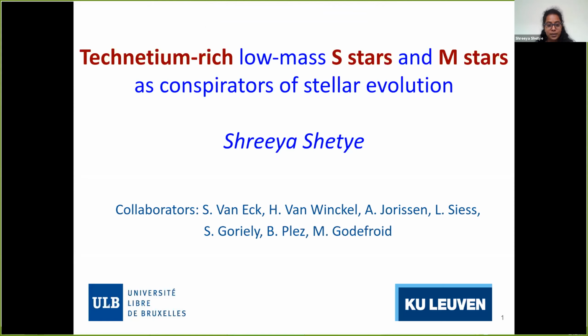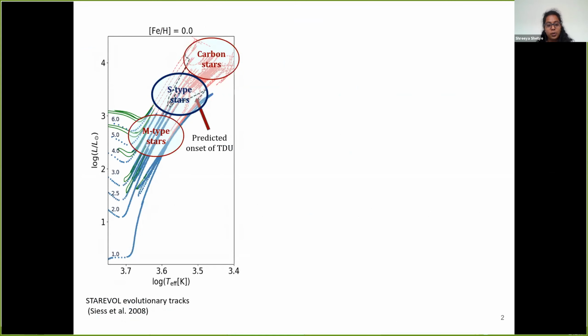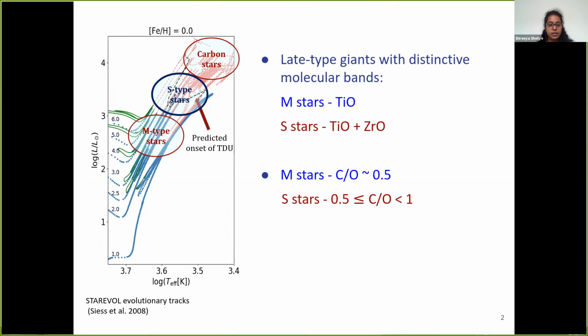So hello everyone, I am Shreeya Shetye and I would really like to thank the organizers for giving me this opportunity to talk about technetium-rich S-stars and M-stars. So let's get rolling. As we all know, the MSC sequence is the spectral sequence on the AGB, and this is quite a generalized impression of the MSC sequence on the AGB here in the HR diagram. I'll be focusing on the M stars and S stars, so mostly the oxygen-rich AGBs.